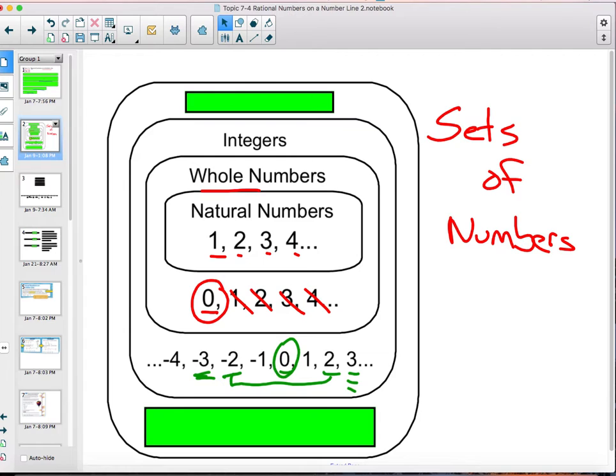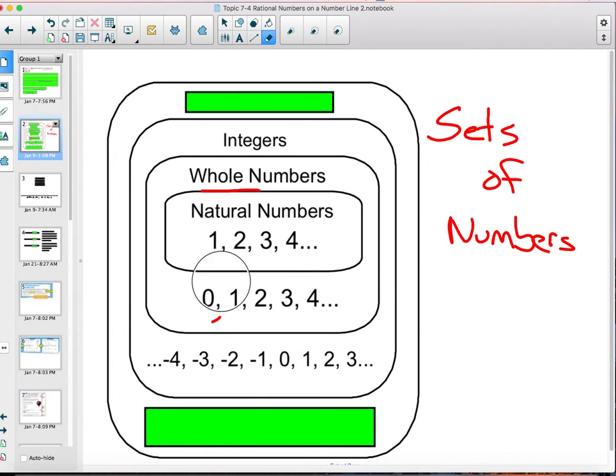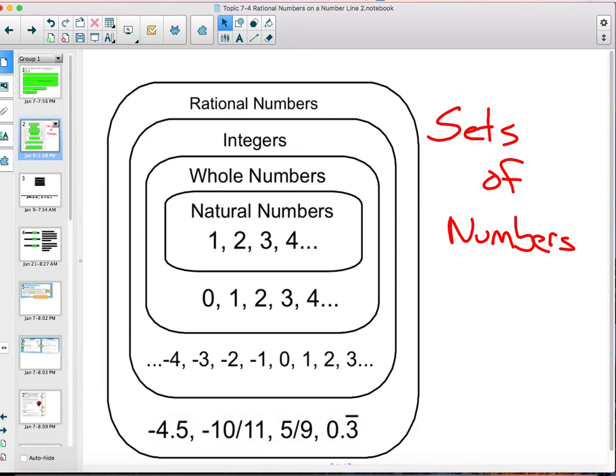Well, now we're going to go into a little bit more complicated layer of numbers. And you've already been working with these numbers, and these are called the rational numbers. The rational numbers are basically all of those numbers and decimals and fractions, positive or negative. That's all the rational numbers are. They're just a set of numbers that include fractions and decimals.